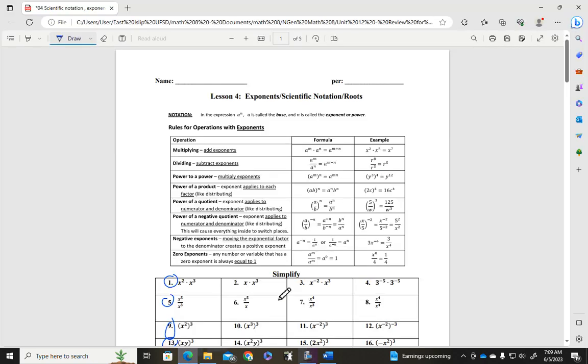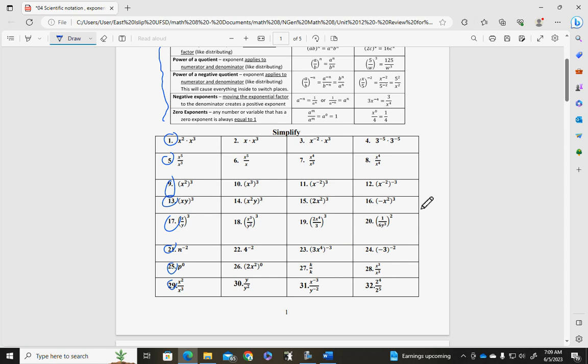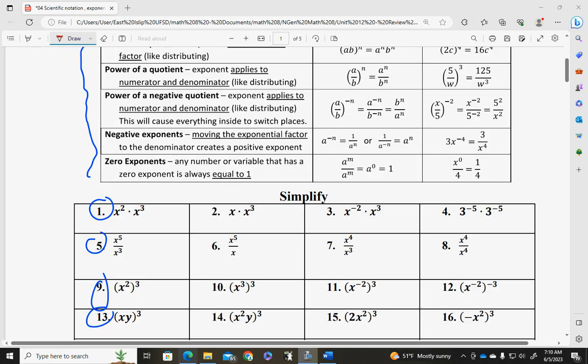Like I said, there were a few problems I wanted to do with you. So there are some rules here that you can look over, but again, I have things hanging on my wall. I think the best way to review this topic is by doing practice problems. So on this page, we will do the whole first column.